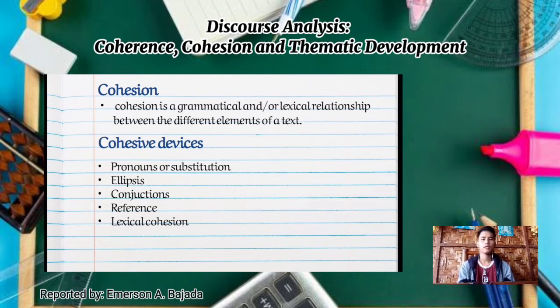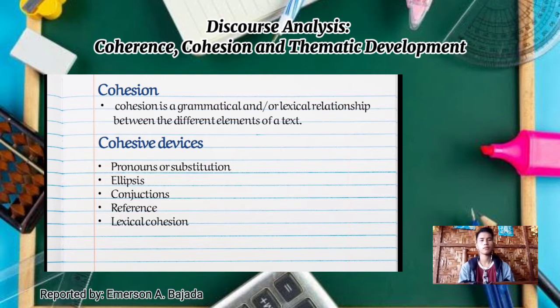There are actually a lot of cohesive devices or cohesive ties, but in this report I will just give you five cohesive devices. The first one is pronouns or substitution, then ellipsis, conjunctions, reference, and lexical cohesion.